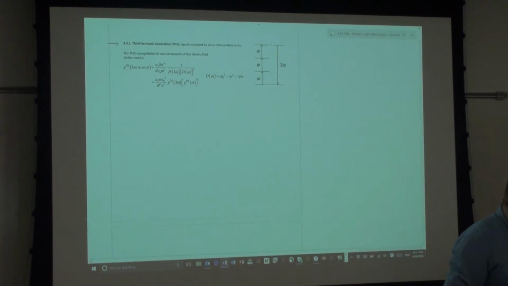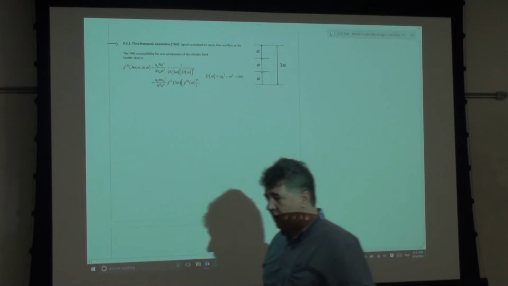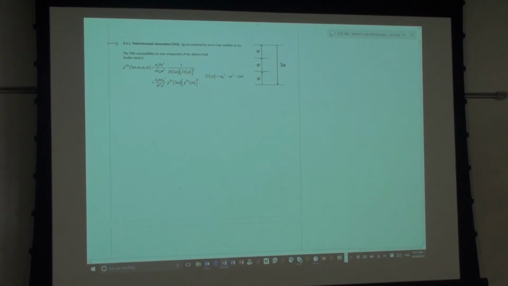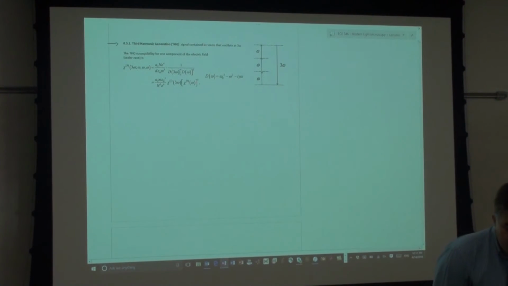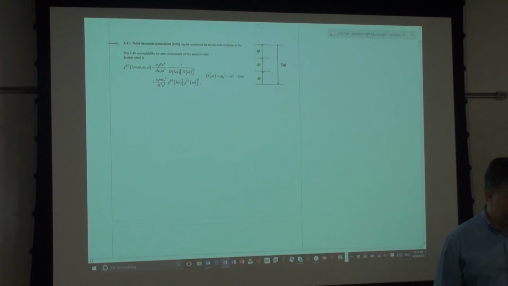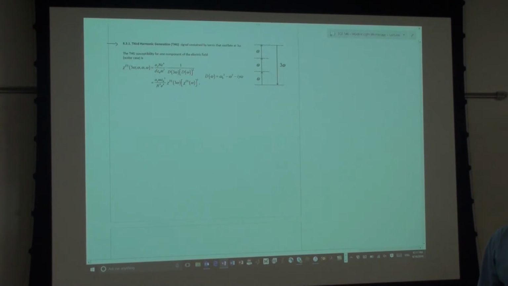Okay, so let me ask you this. Why would third harmonic generation be any useful? For example, for imaging. You get wavelengths at higher frequencies, so you can. So that means shorter wavelengths and higher resolution.